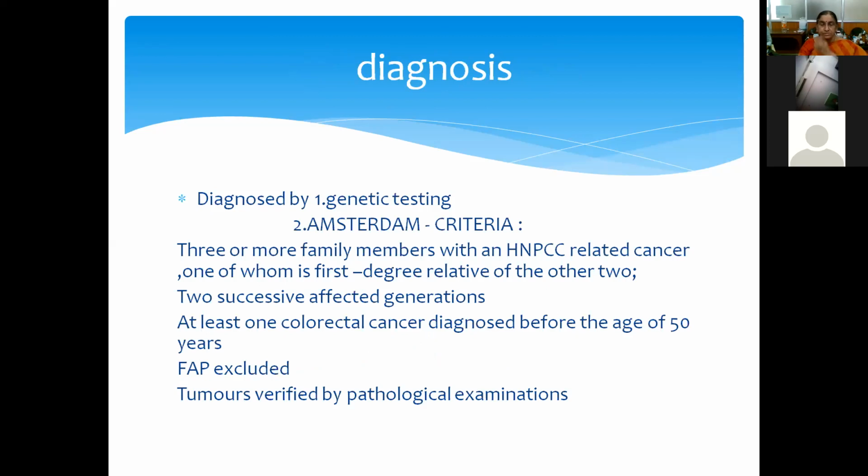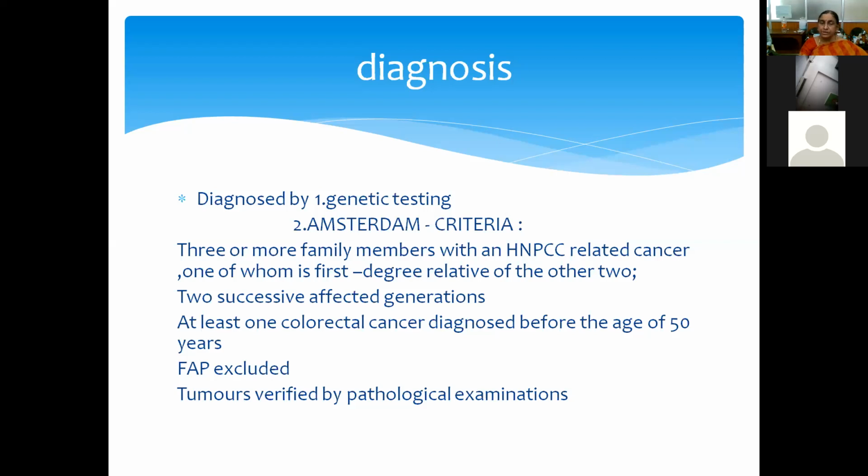Coming to the diagnosis, diagnosis of HNPCC can be done either by genetic testing or by the criteria laid down by Amsterdam. So these are the criteria. We can take 2 or more family members with HNPCC related cancer, one of whom is a first degree relative of the other two. That means to diagnose that a family has altered genes, they should have at least a first degree relative of a patient already having HNPCC.